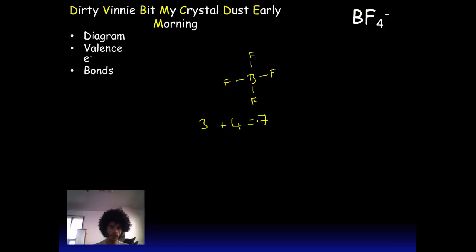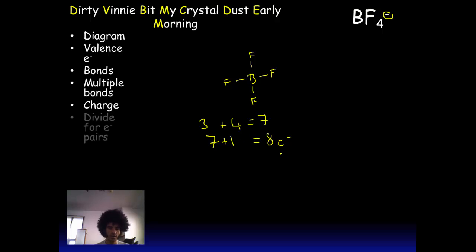Again, an odd number. Multiple bonds, there's no multiple bonds around this, so I can leave that. Next step is the charge. Now look up here, we've got a negative charge. So now what I have to do is I actually have to add 1. So 7 plus 1 equals 8 electrons. I now need to divide for electron pairs. So 8 divided by 2 equals 4 electron pairs.